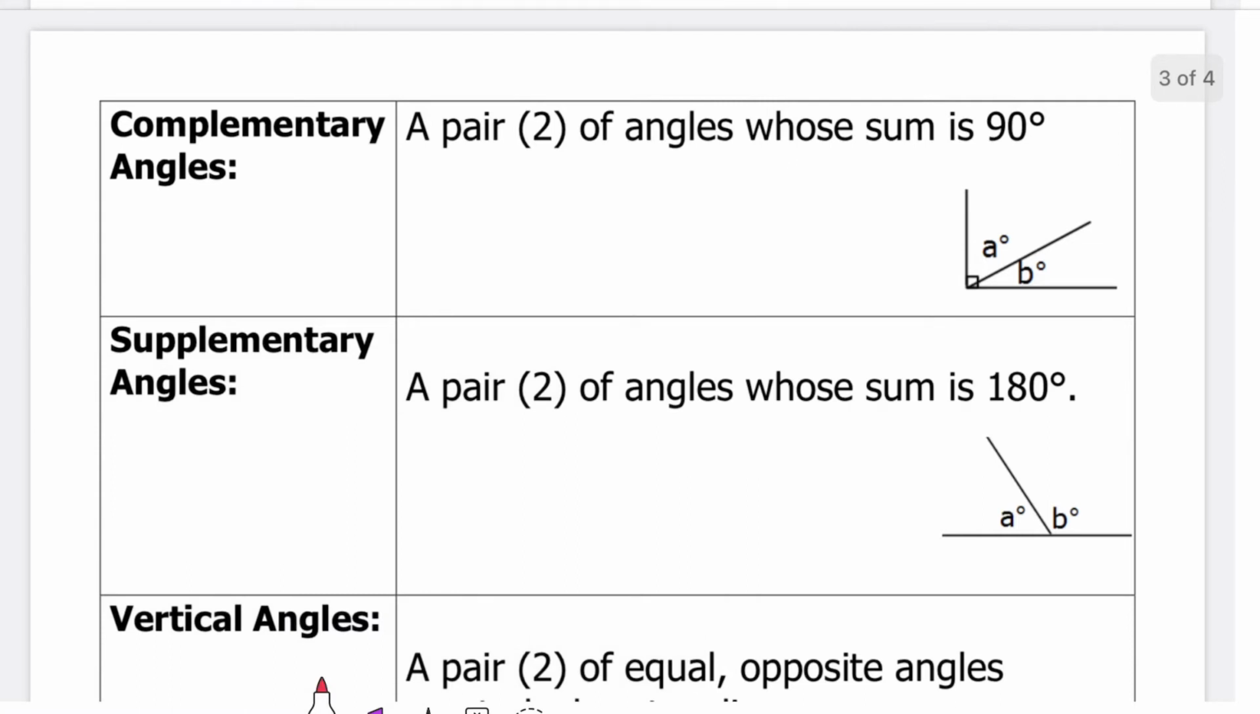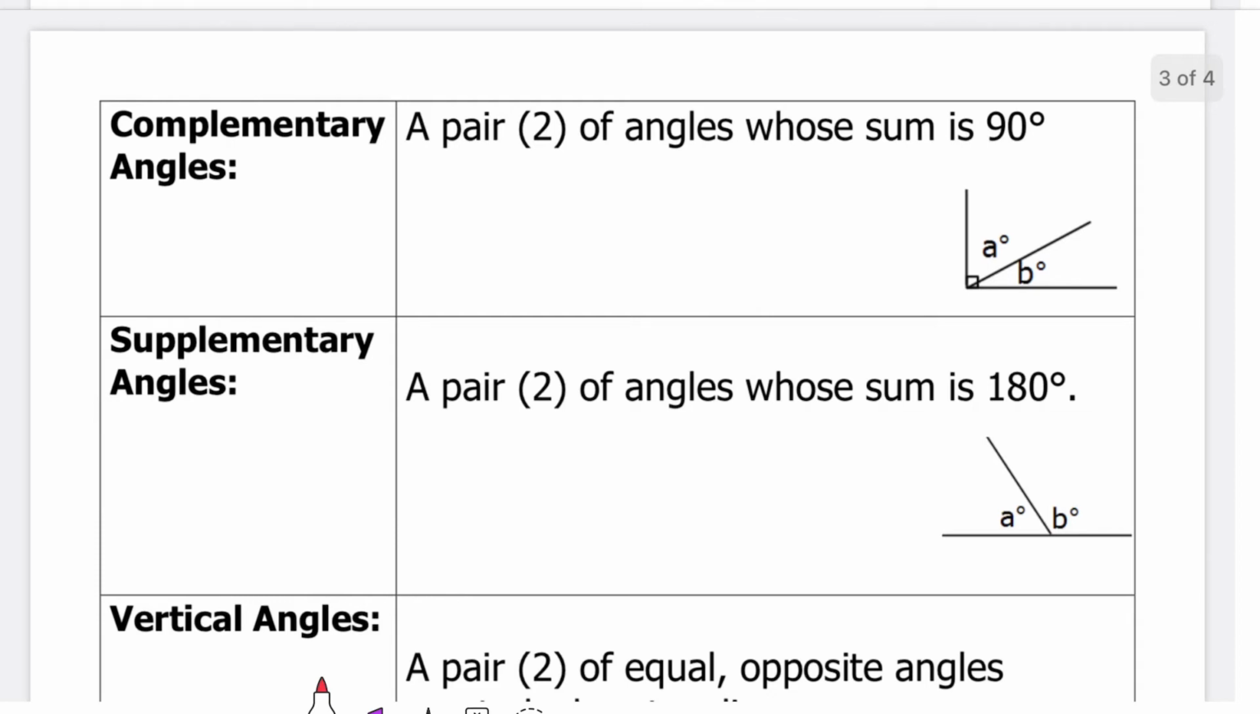And the way I remember those for complementary, you can kind of change the C into a 9, so it looks like 90 in the beginning. You can kind of change the S in supplementary to an 8, so it looks like 180 degrees for the beginning of supplementary. That's just how I remember them. You don't have to use that trick. I just think that it helps if you are having trouble remembering.